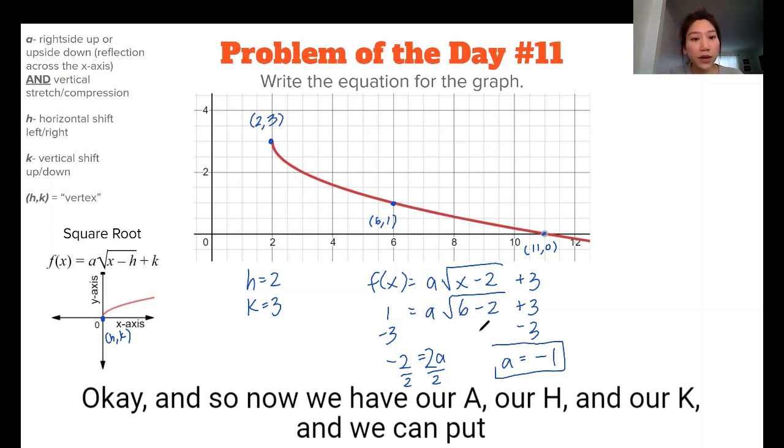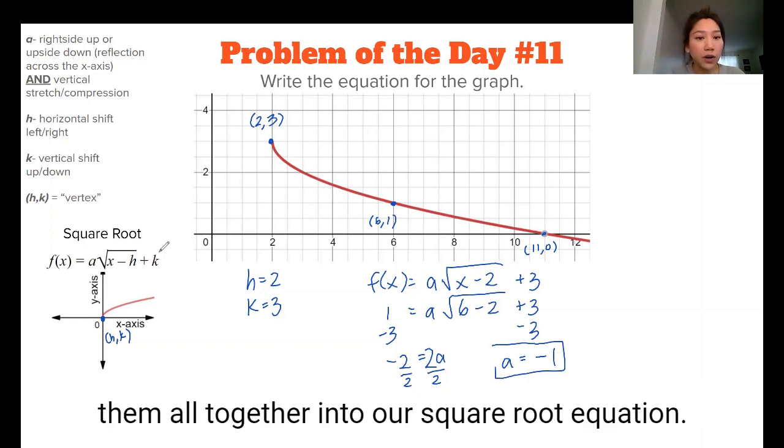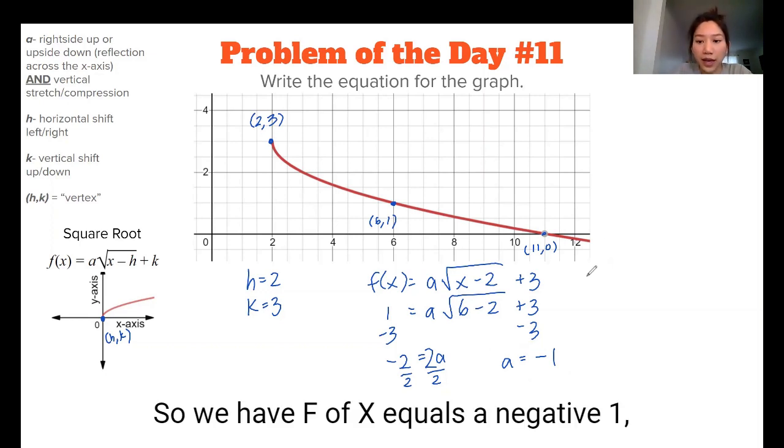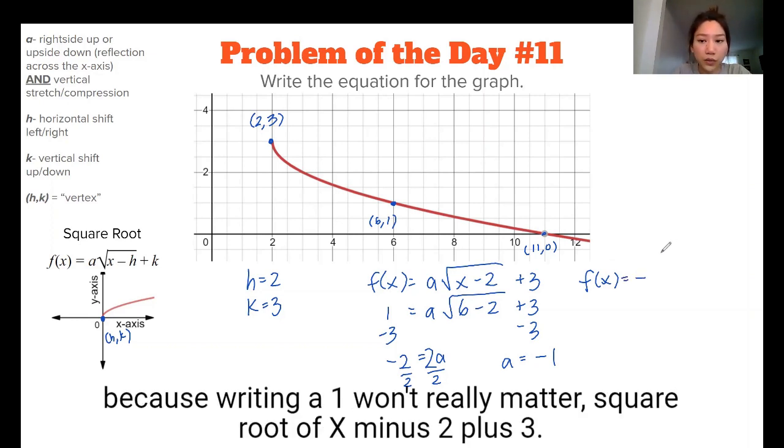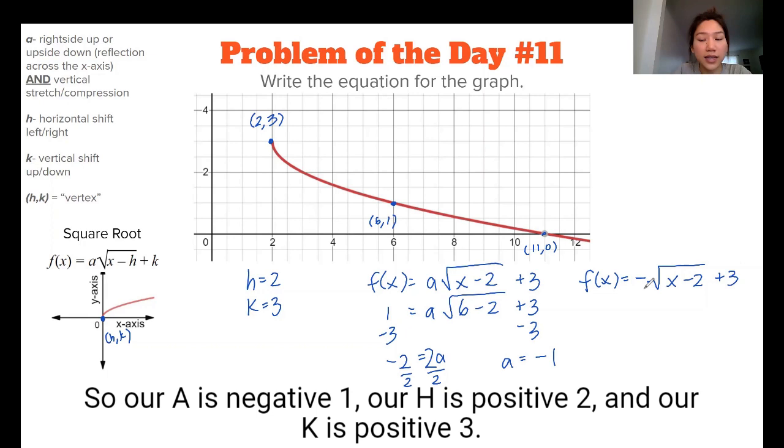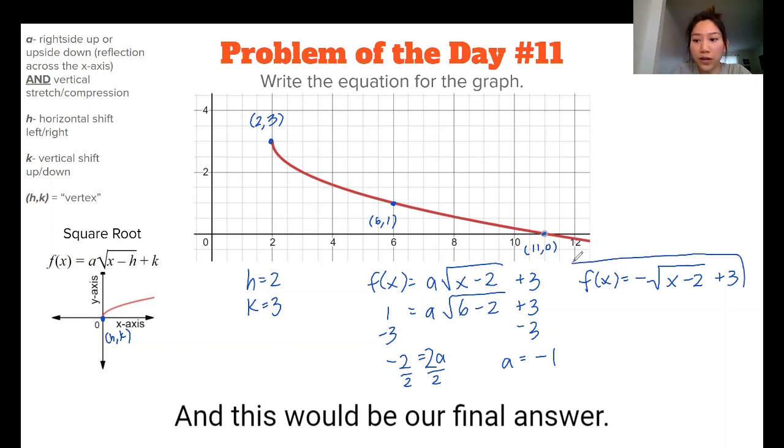And so now we have our a, our h, and our k, and we can put them all together into our square root equation. So we have f of x equals negative 1. You can either write negative 1 or just a negative, because writing a 1 won't really matter. Square root of x minus 2 plus 3. So our a is negative 1, our h is positive 2, and our k is positive 3. And this would be our final answer.